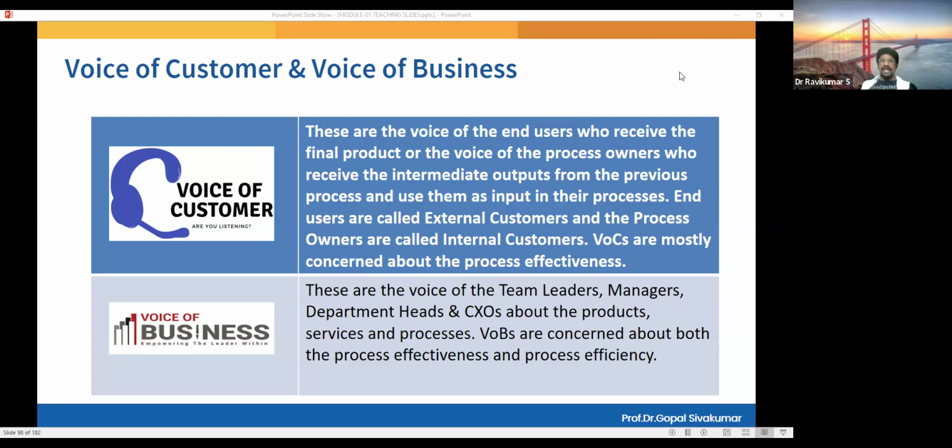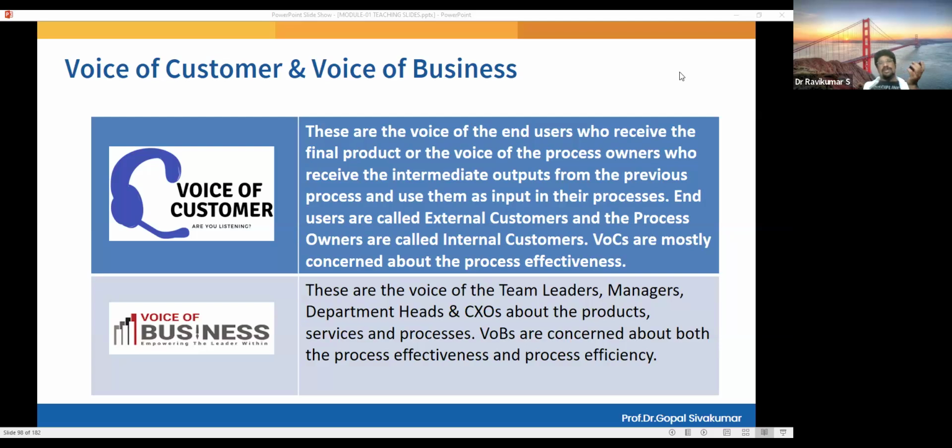So why can't you go and collect them? You go and meet the different team leaders, managers, heads of the departments, the chief executive officers, the chief production people. All of them will be giving a list of problems. So VOB is another way of collecting problems. VOB is concerned with both process effectiveness and process efficiency.